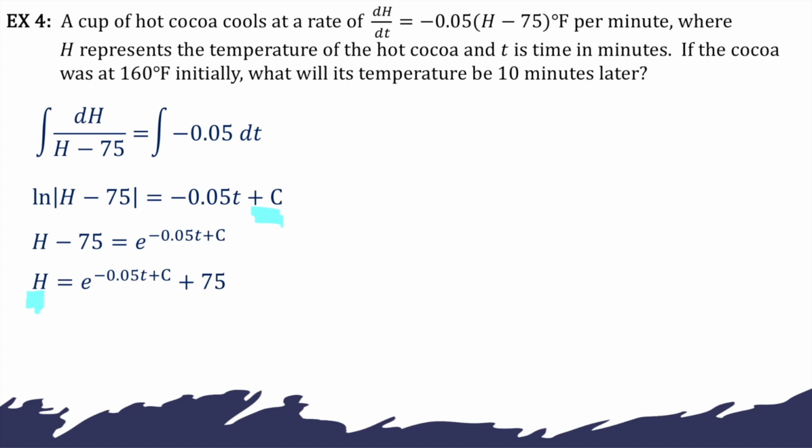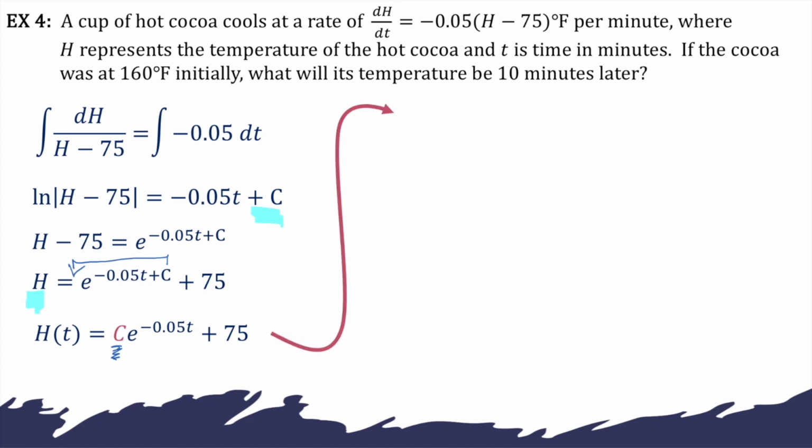Now the last thing we're going to do is take this C and just pop it forward. I showed you why we could do that in some of the previous videos. So we have H(t) equals Ce^(-0.05t) plus 75. So we need to figure out what C is. To do that, we're going to use the initial condition that they gave us, that H(0) is 160. So we'll plug in 0 for t and 160 for H.